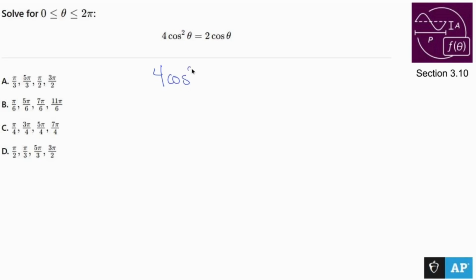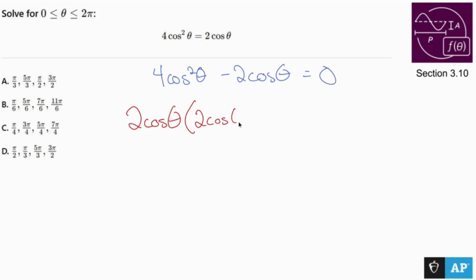So we'll have 4 cos squared theta minus 2 cos theta equals 0. We could do some factoring. Let's factor out a 2 cos theta. So 2 cos theta ripped from the first term leaves 2 cos theta, and 2 cos theta ripped from the second term leaves 1, equals 0. The zero product property states that you take each factor and set it equal to 0. So 2 cos theta equals 0 and 2 cos theta minus 1 equals 0.